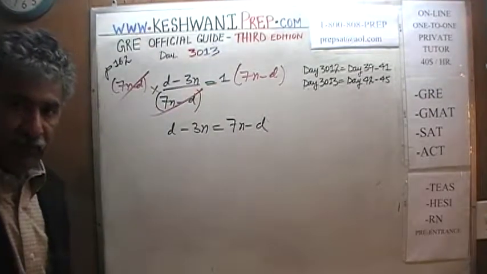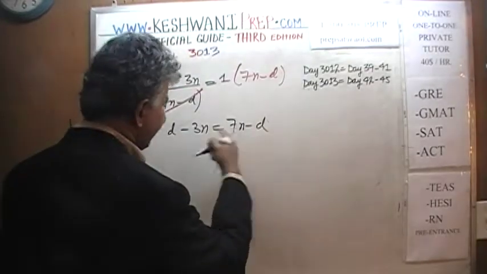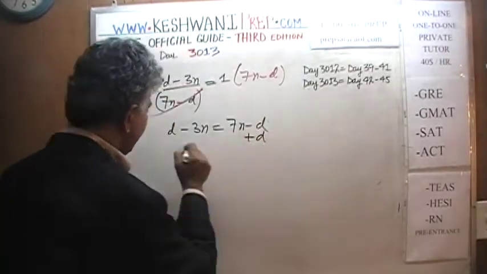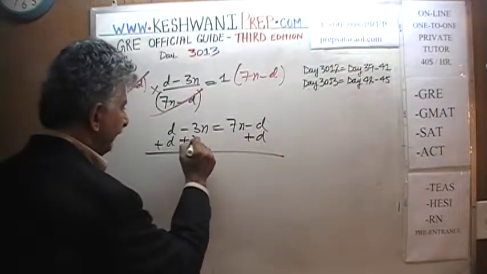We want to isolate the d. We want to solve for d. So let's bring d on this side and n on the other side. Let's bring this d on this side by adding d to both sides. And let's bring n to the other side by adding 3n to both sides.